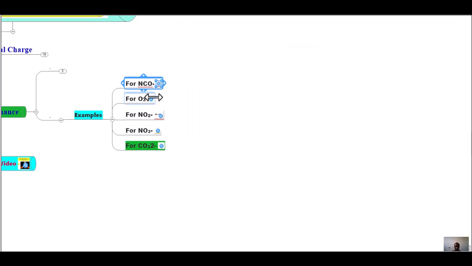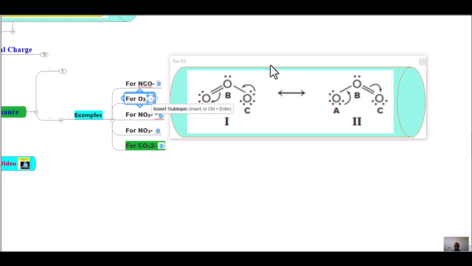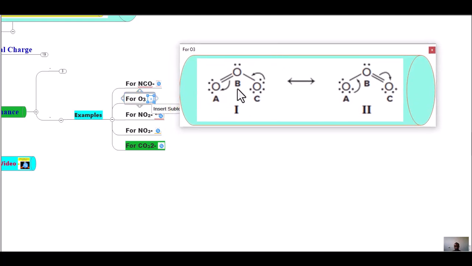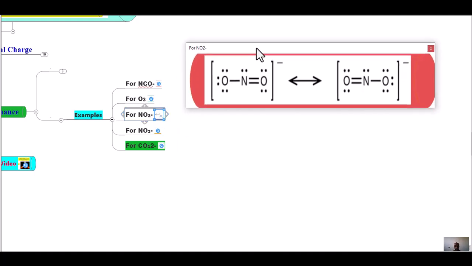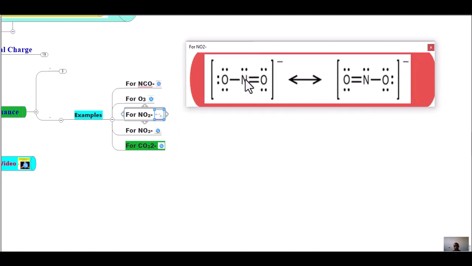Example 2 is the Lewis structure for ozone. We have a double bond at this oxygen and at this oxygen, and a double bond at this oxygen and at this oxygen. Example 3 is for nitrite. We have 2 resonances, a double bond at this oxygen and this nitrogen, and a double bond at this oxygen and at this nitrogen.